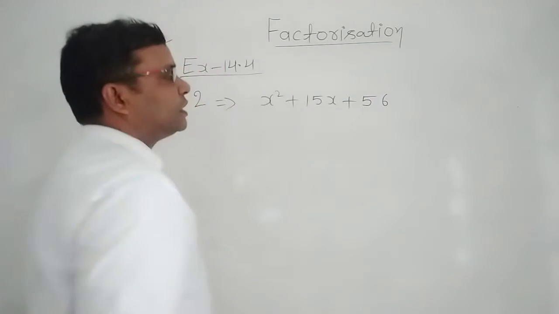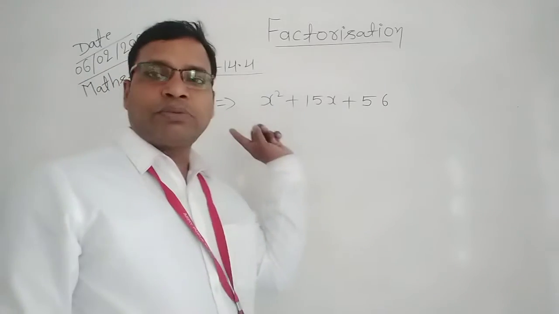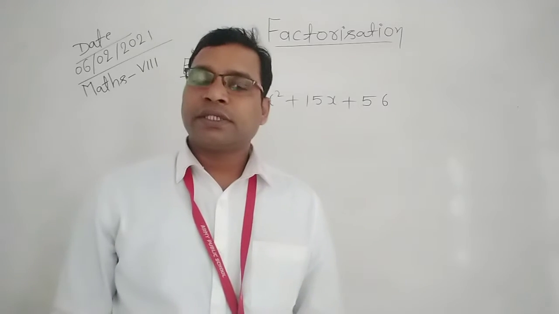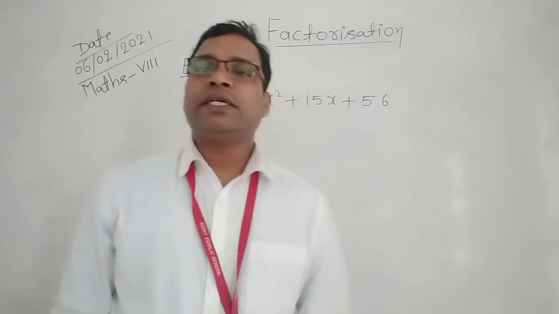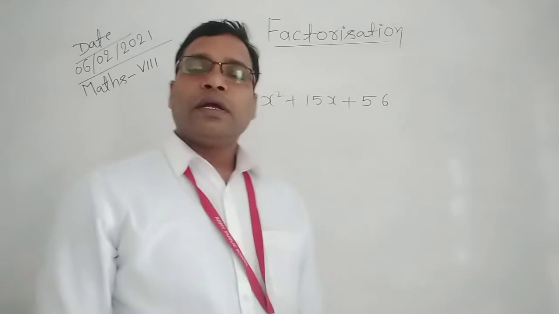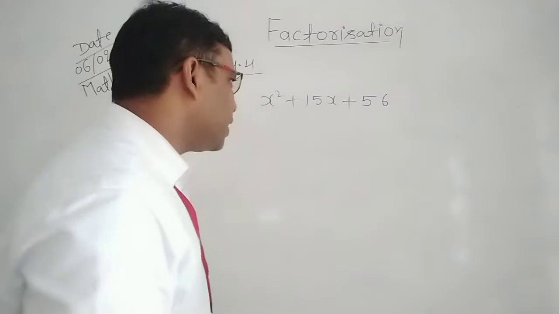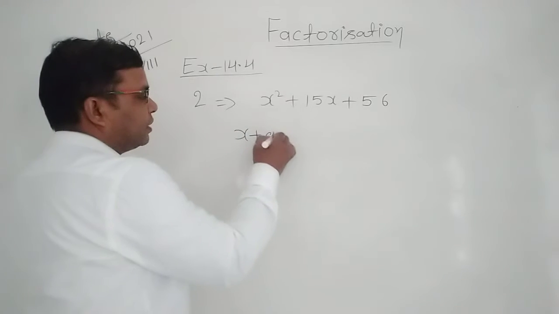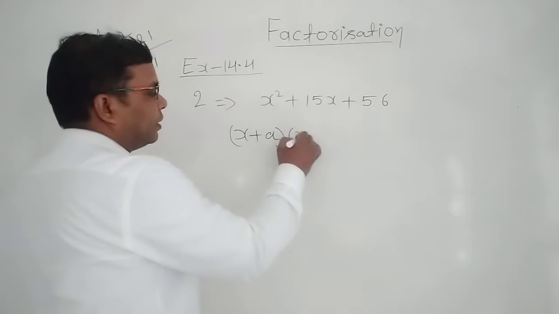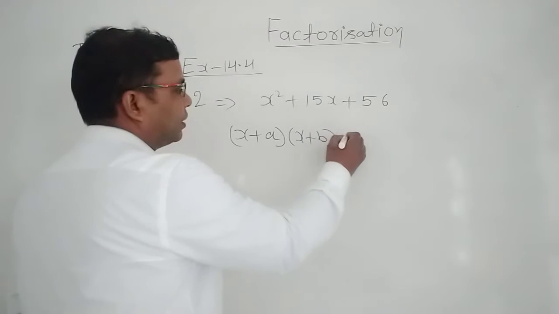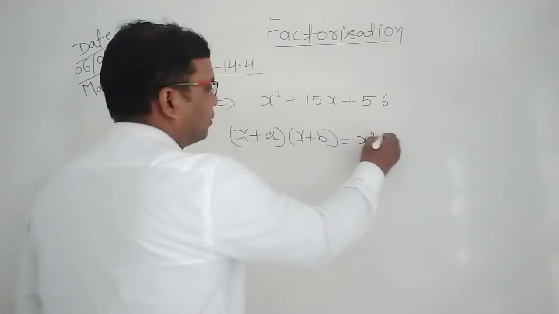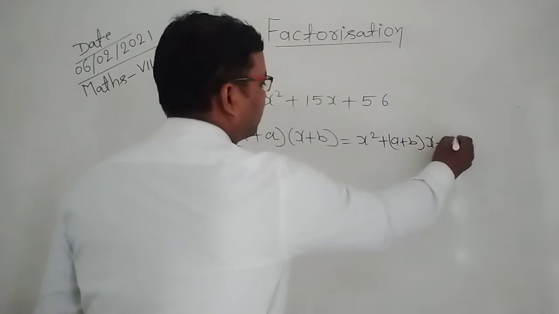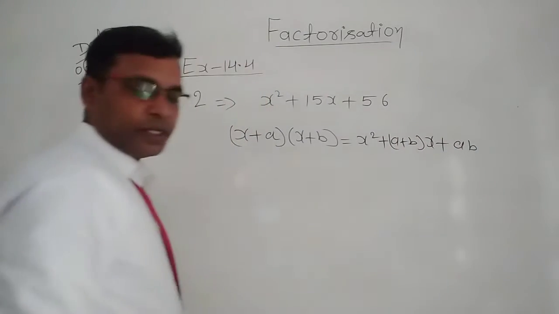56. This is clear. Now here you can see the coefficient of x square is 1 and the coefficient of x is 15 and the constant term is 56. Okay. So here we also apply the fourth identity. This is equal to x plus a into x plus b, which is equal to x square plus a plus b into x plus a into b. Clear?